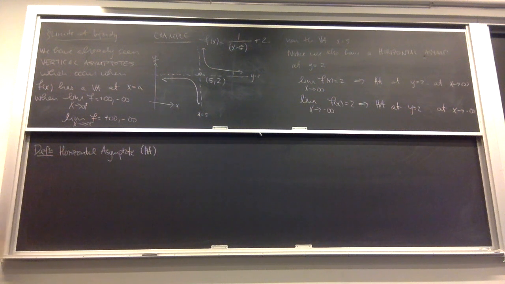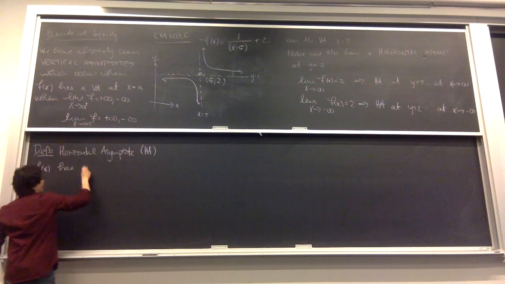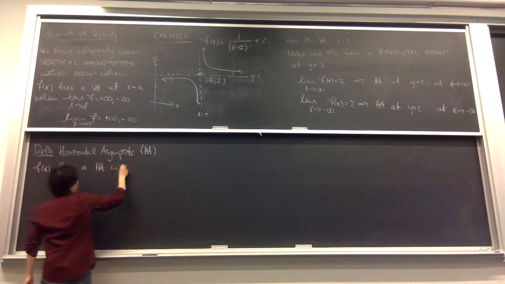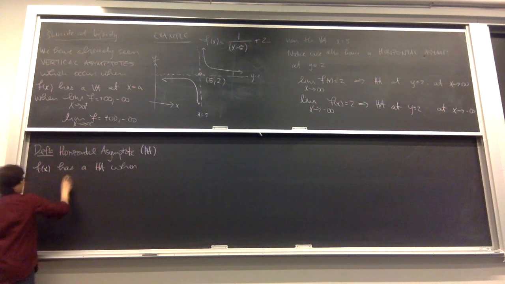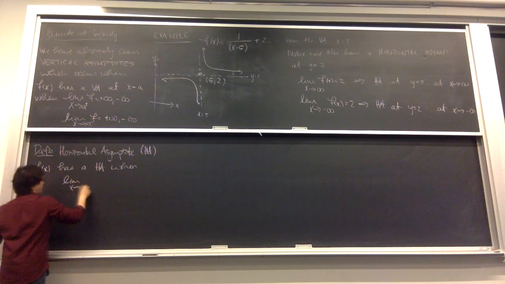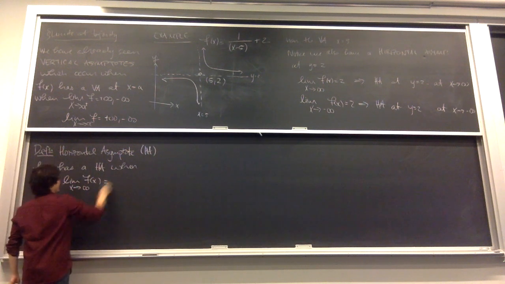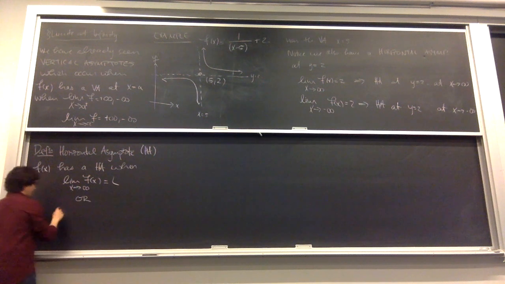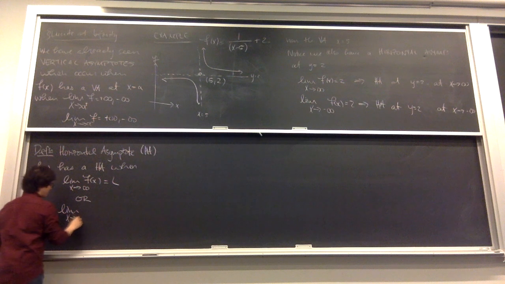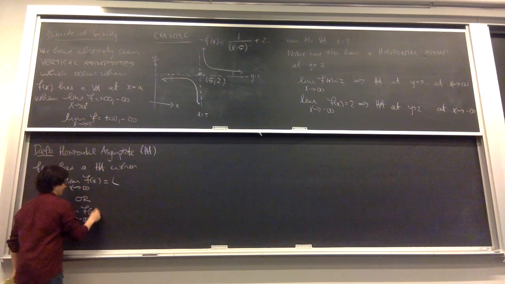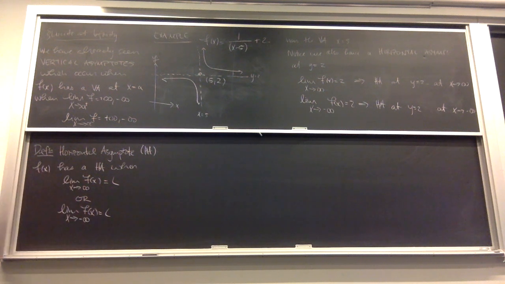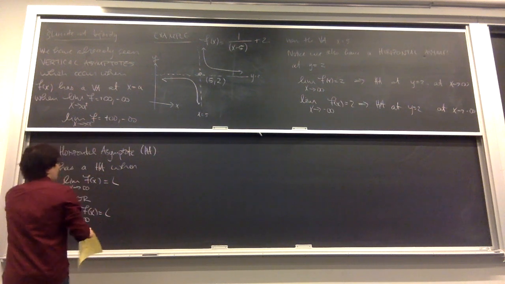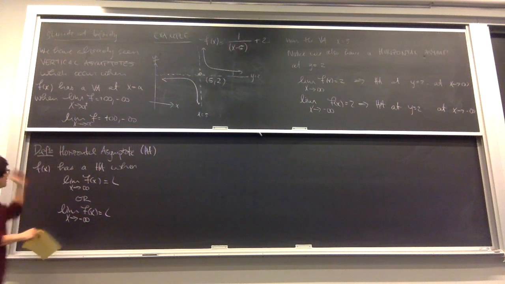Well, so f of x has a horizontal asymptote when the limit as x goes to infinity of f of x is L, or the limit as x goes to minus infinity of f of x is L. Okay? You have an asymptote if you have one of the two asymptotes. Right? You can always have an asymptote moving one direction and not the other one.